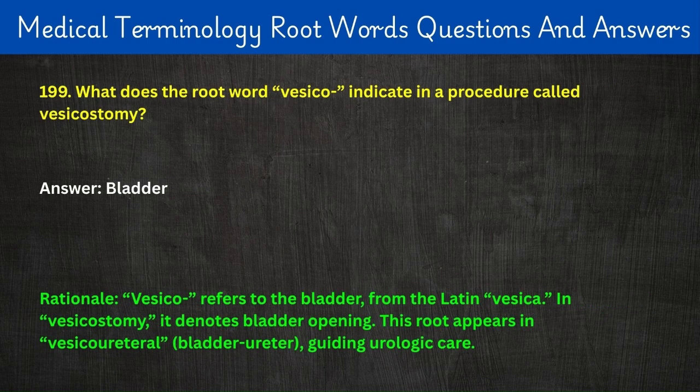199. What does the root word vesico- indicate in a procedure called vesicostomy? Answer: bladder rationale. Vesico- refers to the bladder, from the Latin vesica. In vesicostomy, it denotes bladder opening. This root appears in vesicoureteral, bladder ureter, guiding urologic care.